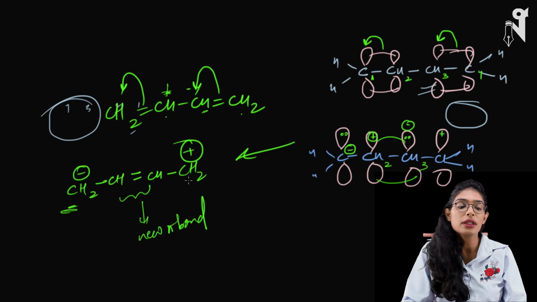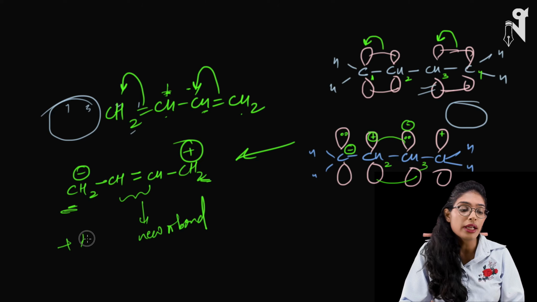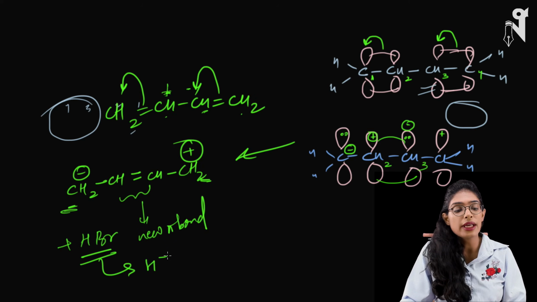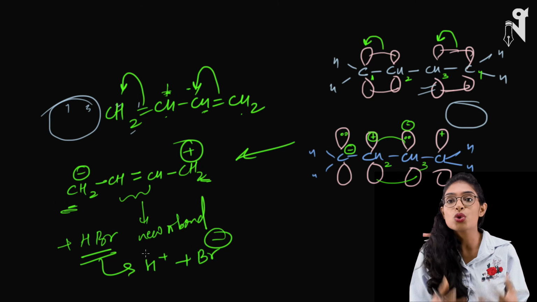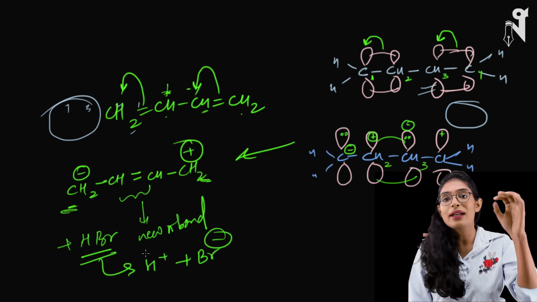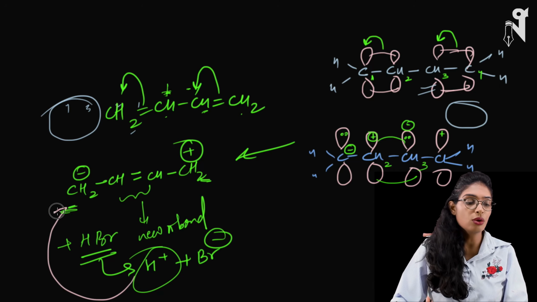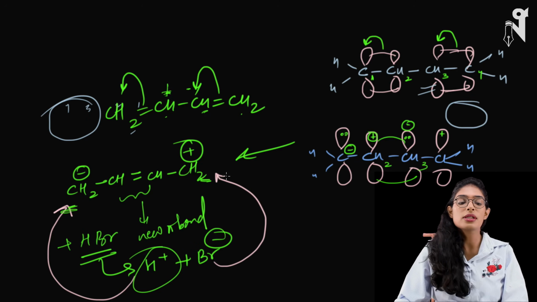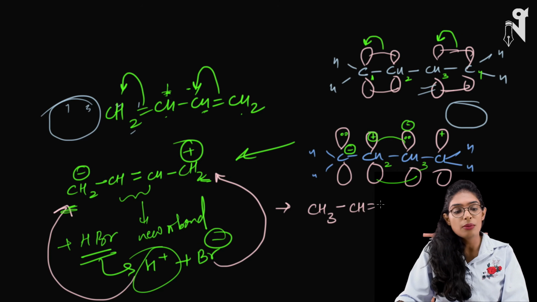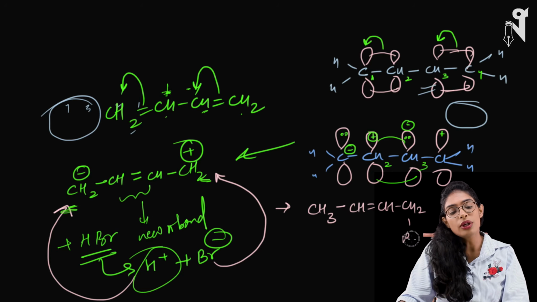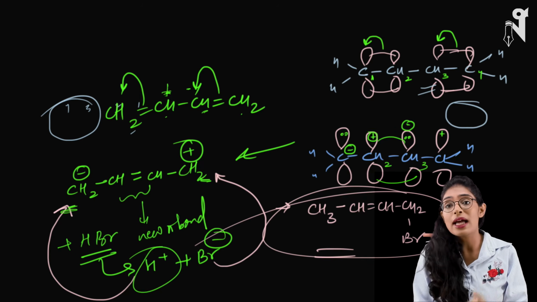Correct? And the first carbon and the fourth carbon have got a negative and a positive charge. Now if HBr attacks it, HBr is actually H plus and Br minus. So no extra effort is needed by HBr to break a pi bond and then get added over there. H plus can go to the place where the negative charge is, simply over here, and Br can go to the place where there is a positive charge. So this compound will become CH3 single bond CH double bond CH CH2Br. Won't it become like this? Isn't this the exact compound we were looking for? This is exactly the same compound.